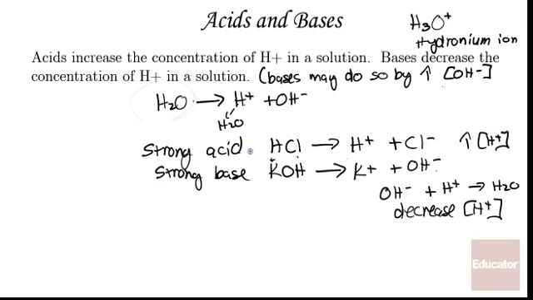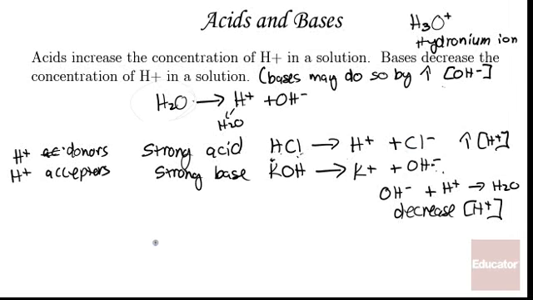Sometimes we call these acids hydrogen ion donors because they increase the level. And sometimes we'll call bases hydrogen ion acceptors because they will accept a hydrogen ion and thus decrease the concentration of hydrogen ions. So you can think of it as the base is accepting a hydrogen ion, an acid is donating a hydrogen ion.